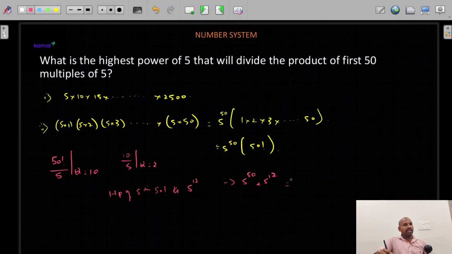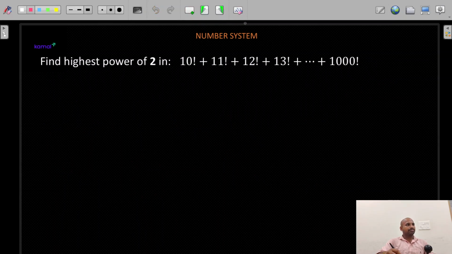If you multiply these two, it will become 5 power 50 into 5 power 12. Since both bases are the same, I can add the powers. 50 plus 12 is 62. So 5 power 62. So in the product of the first 50 multiples of 5, the highest power of 5 is 62. That's my answer. I hope you understand this question. Now let us go to the next question.